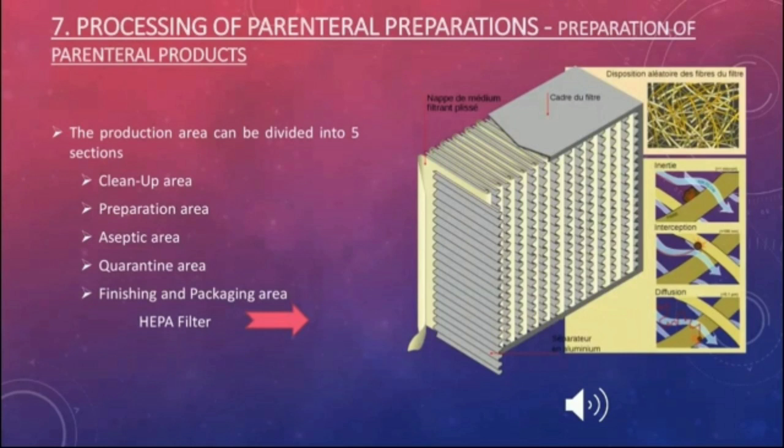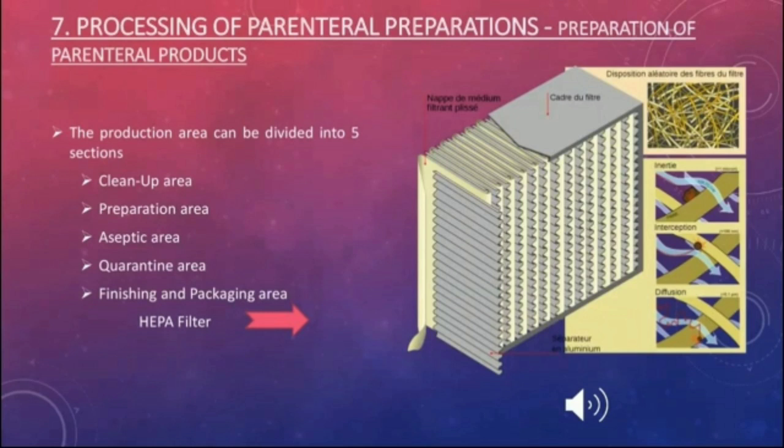Fourth one, quarantine area. Random samples of parenteral product of different batches are sent to the analytical laboratory for evaluation. Those parenteral products which pass all the quality control tests are transferred into the finishing or packaging area.